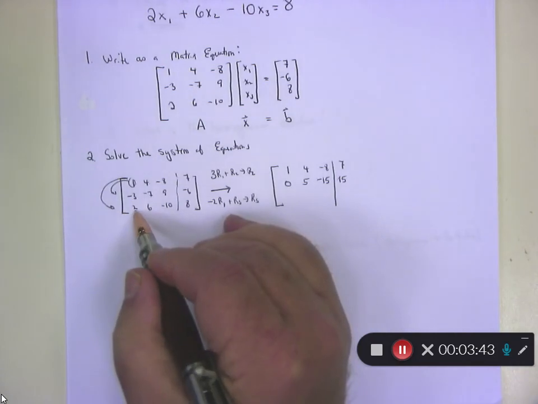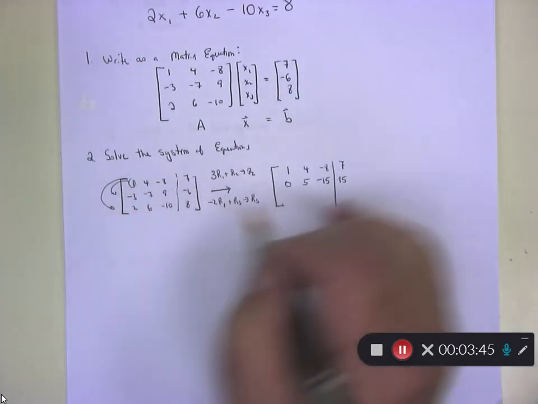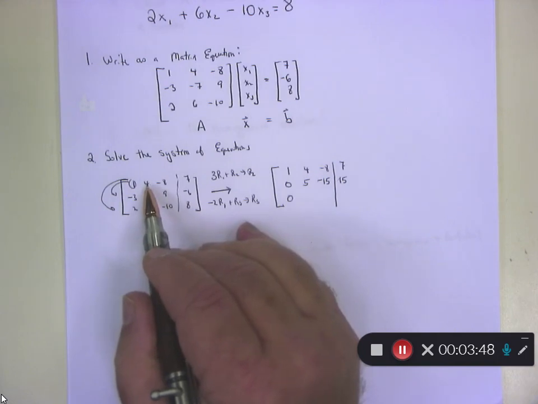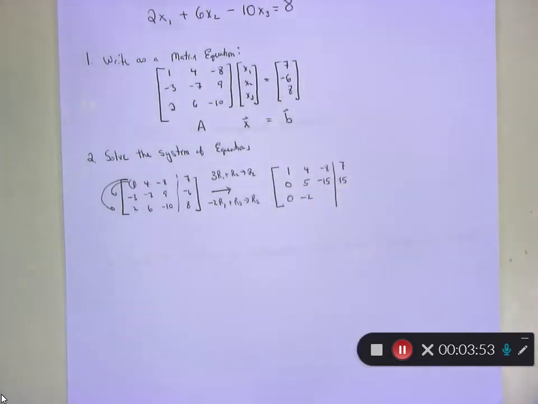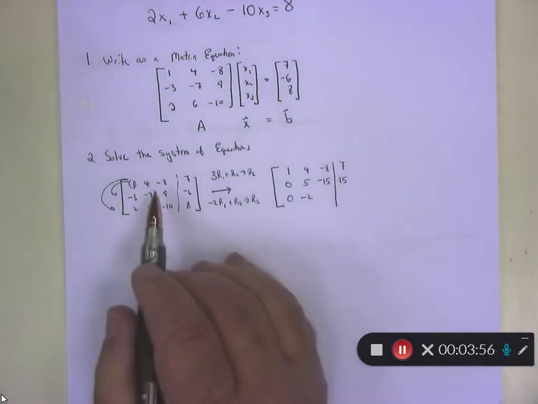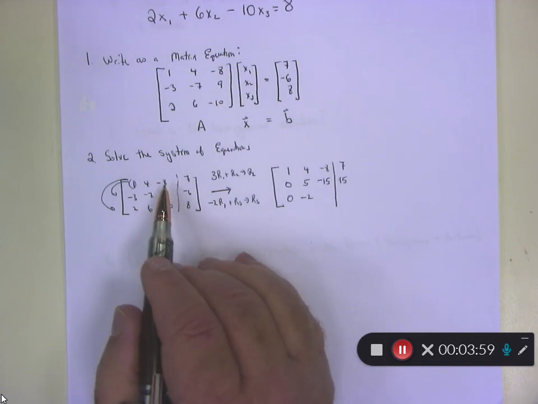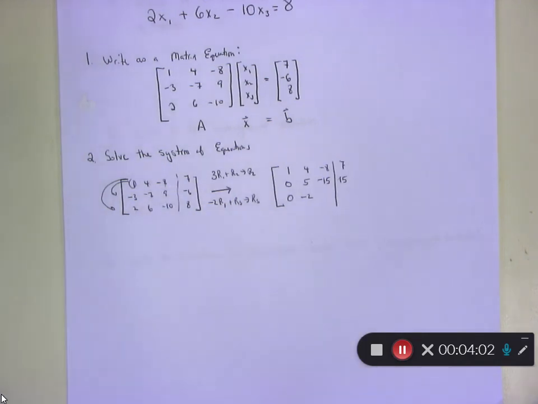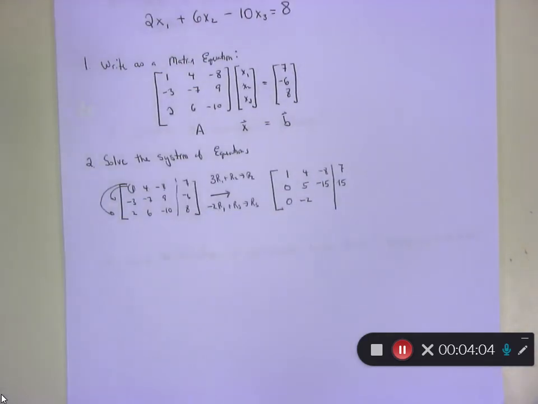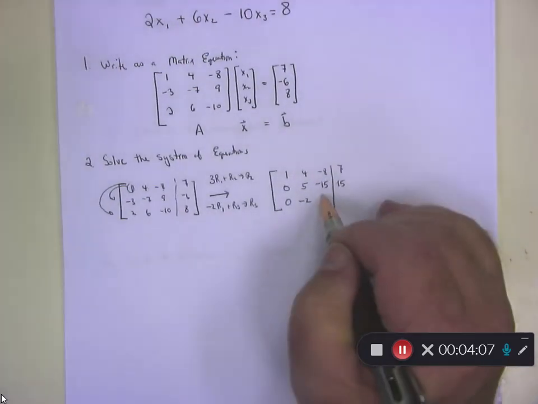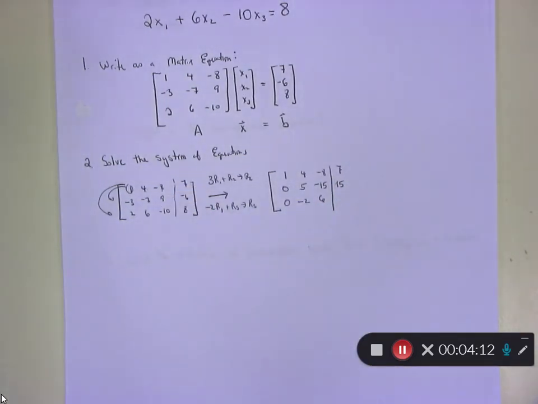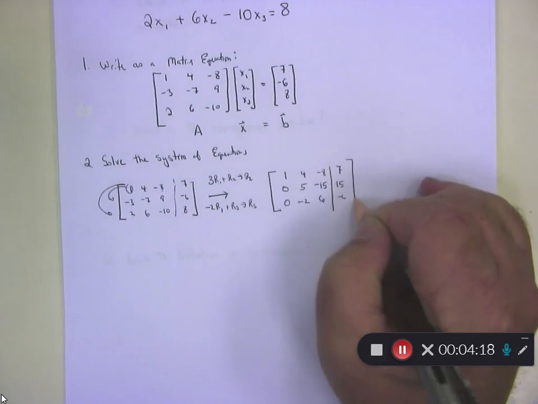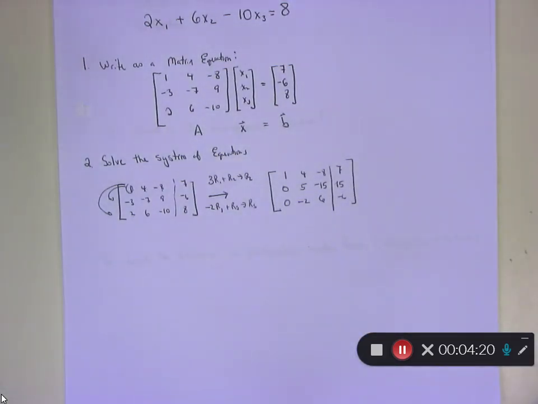Now let's sweep down and kill off this 2. Negative 2 times 1 is negative 2 plus 2 is 0. That was the point. Negative 2 times 4 is negative 8. Negative 8 plus 6 is negative 2. Negative 2 times a negative 8 is a positive 16, and 16 minus 10 is a 6, and 7 times negative 2 is negative 14, plus 8 is a negative 6. So far, so good. Making my moves now.